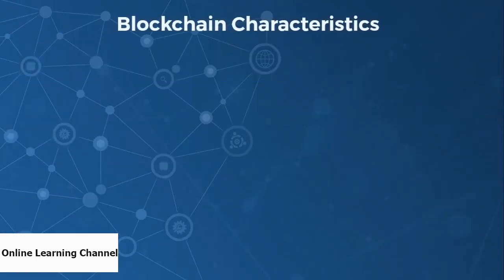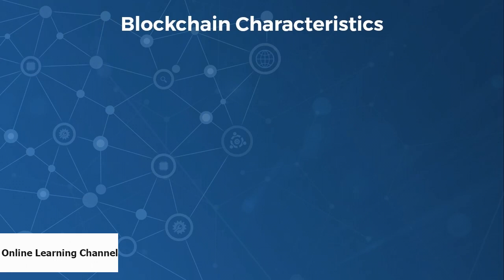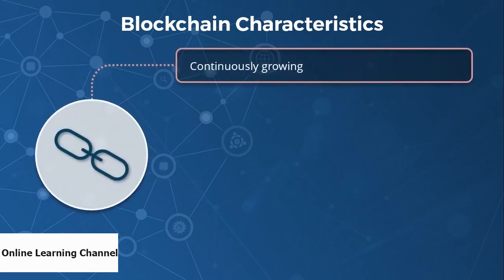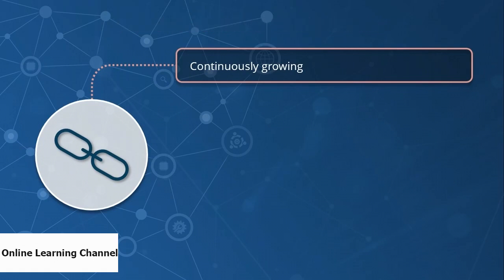However, there are a few important characteristics of any blockchain. One of these is that it is a continuously growing chain. One must assume that new records will constantly be added to the blockchain, and there must be a mechanism in place in order to handle that ever-growing list.